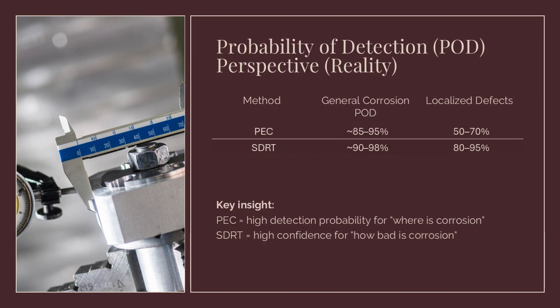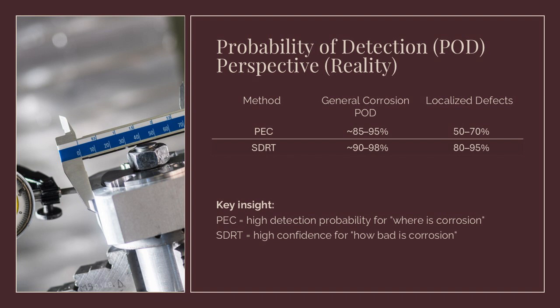This slide focuses on probability of detection, or POD, comparing PEC and SDRT under real operational conditions. The key point here is understanding not just capability, but realistic detection performance in the field. General corrosion POD. For general corrosion, both techniques perform strongly. PEC achieves approximately 85 to 95% detection probability, which is very good for area screening. SDRT is slightly higher, around 90 to 98%, due to its higher measurement accuracy.